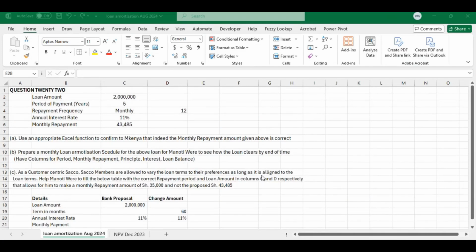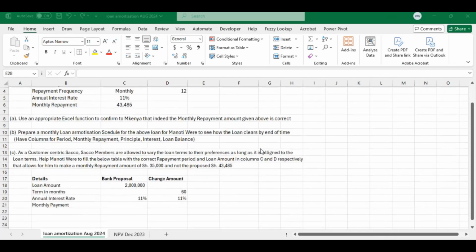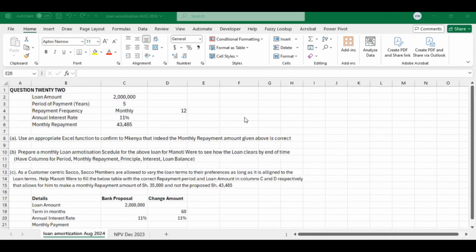The August 2024 exam. So in August 2024, we had a question 22. In the question, we are given a loan amount of 2 million, and the period of payment in years of 5 years. And the repayment frequency is monthly. So if the frequency is monthly, then it means that within a year, it will be paid 12 times. The annual interest rate is 11%, and the monthly repayment is 43,485.